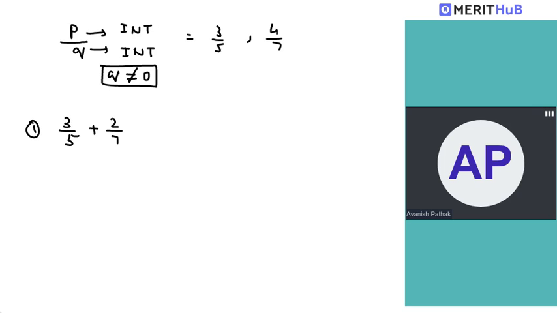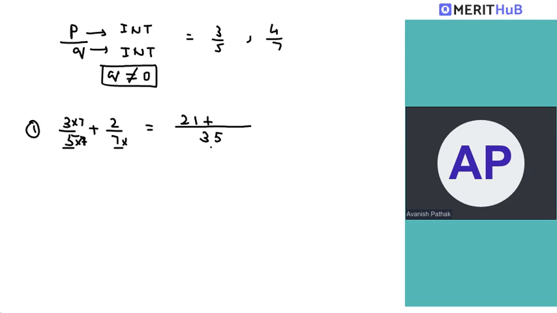So if I want to add these two fractions, the first thing that I need to take is the LCM of these two. So the LCM of 5 and 7 has to be 35. So that means I need to make the denominator 35. So I have to multiply this by 7. So if I'm multiplying the denominator by 7, I have to multiply the numerator also by 7 to keep the fraction unaltered. In that case, this is 21.